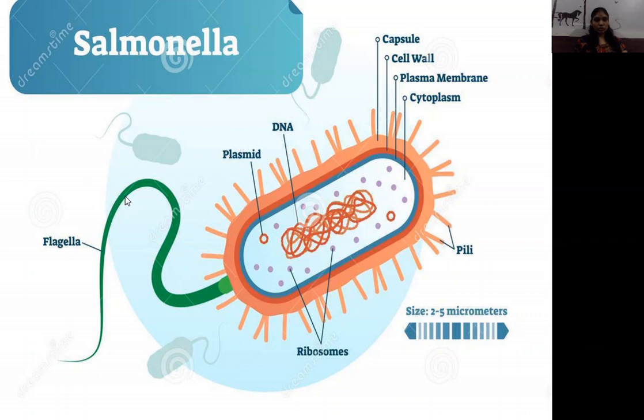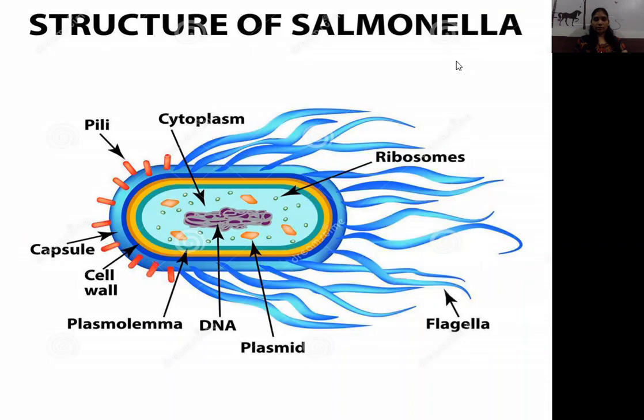There is one more structure of Salmonella typhi. See here, there are a number of flagella, which are made up of H antigen, and the outermost layer is made up of O antigen. Here are also the flagellae, pili, the genetic material, that is DNA, plasmids, and cell organelles like cytoplasm and ribosomes.